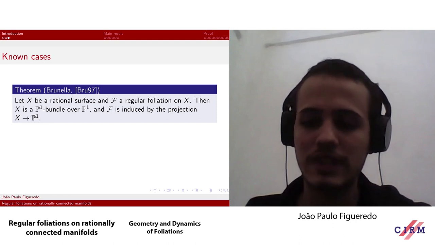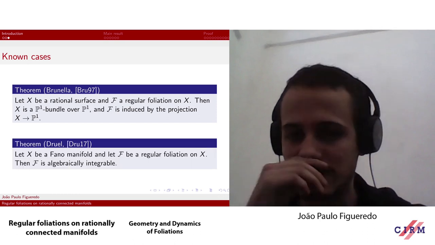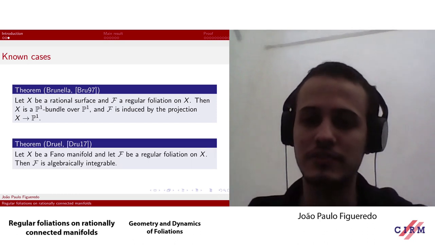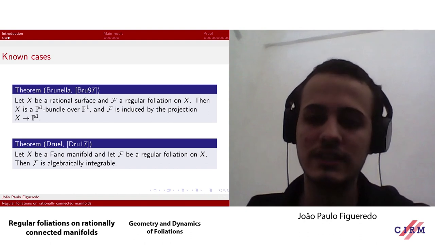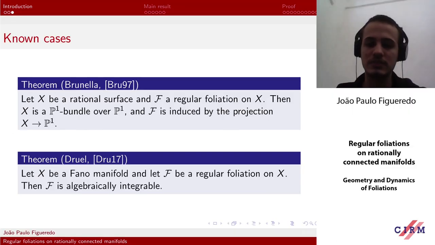And another case is when X is a Fano manifold. So this works for any dimension and F any rank. This is a result by Druel in 2017, which says that if X is a Fano manifold and F a regular foliation, then F is algebraically integrable. So here we don't have a description of the leaves. We don't know if they are rationally connected, but we expect it to be.